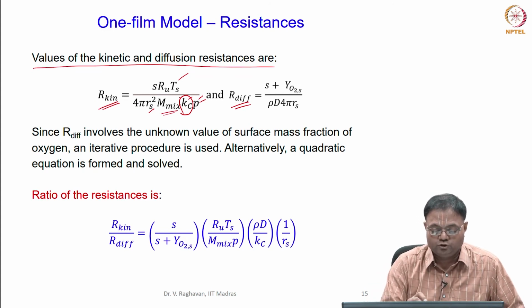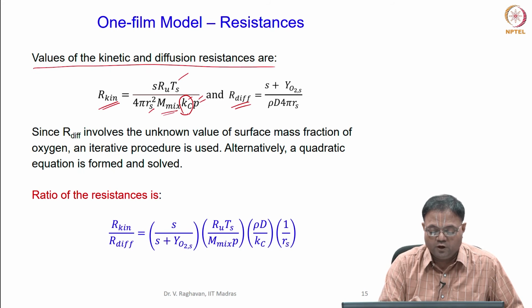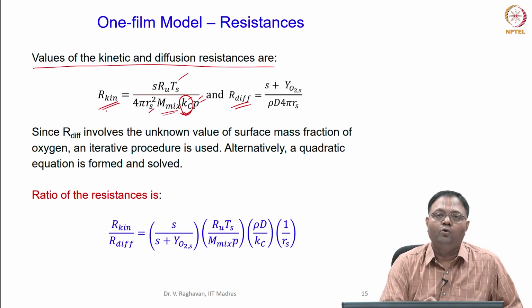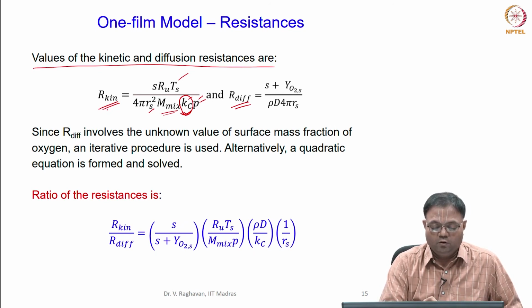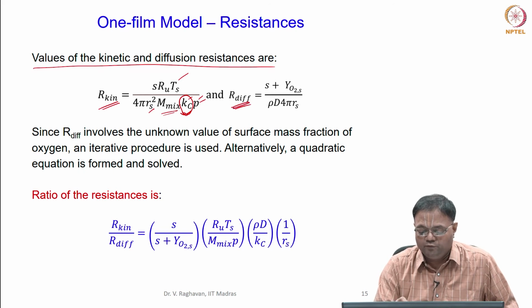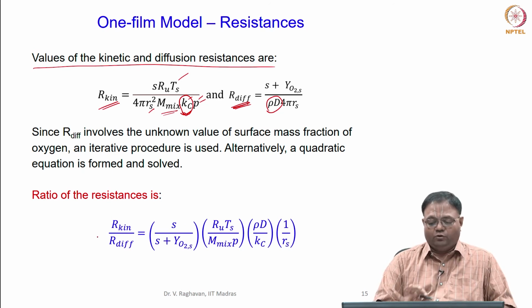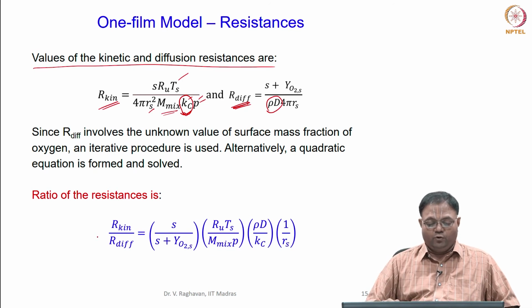It is inversely proportional. See, when the Kc is higher, reaction rate is higher, the resistance is low. Pressure is higher, resistance is low, and so on. Here diffusion, again the rho d, and if the rho d is higher, then the diffusion resistance will be low, and so on. So this is the scenario here.